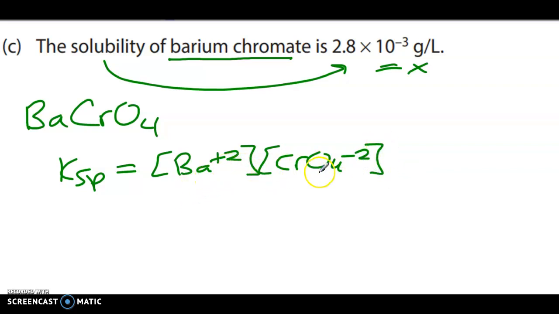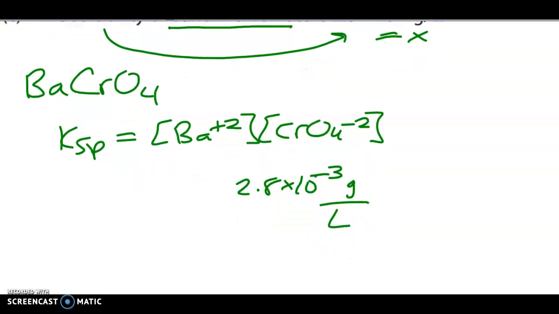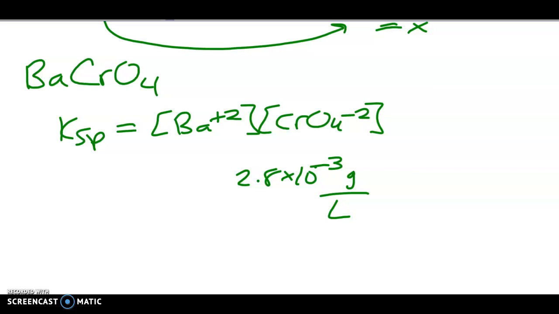Okay, but we do need to determine the concentration of our x in moles per liter, right? So we have 2.8 times 10 to the -3 grams per liter. So really you want to get rid of the grams and convert it into moles. So we're going to do that by dividing by the molar mass. The molar mass, just to quickly recap, I know we've done this before, but you would take your barium, chromium, and then 4 oxygens, add the atomic masses for all of these together.